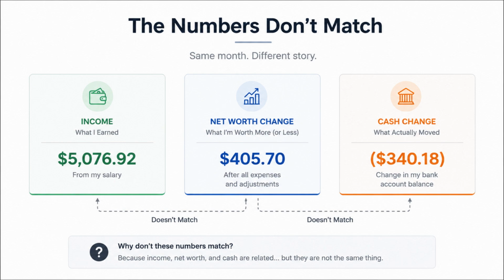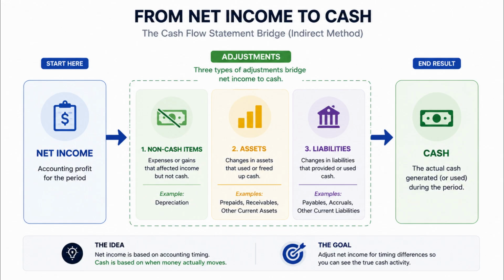In the last video, we asked a simple question: why doesn't your income match your bank account? And the answer was timing. Now we're going to build the tool that explains that timing, called the cash flow statement. But before we build it, we need to understand what it's actually doing. The cash flow statement answers one question: how did we get from net income to cash?